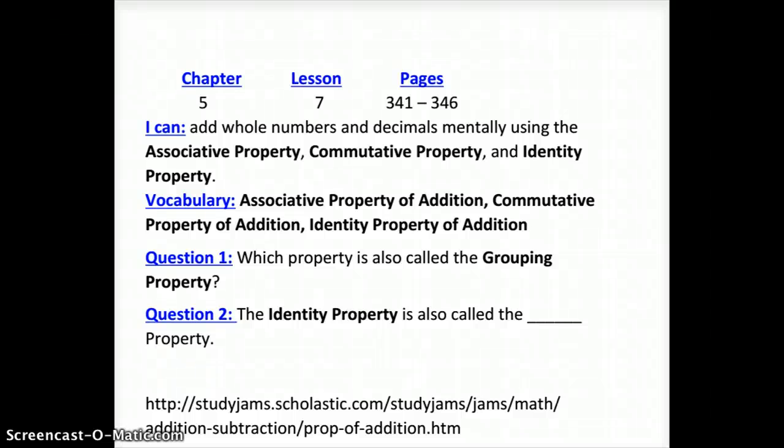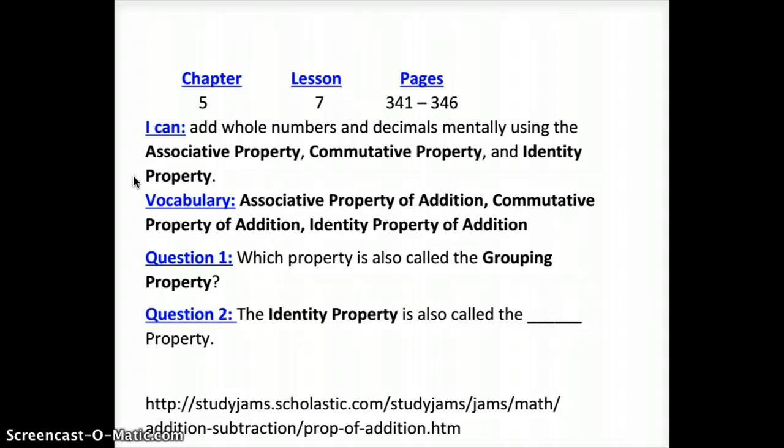This lesson is Chapter 5, Lesson 7 on pages 341 through 346. Our objective is: I can add whole numbers and decimals mentally using the associative property, commutative property, and identity property.